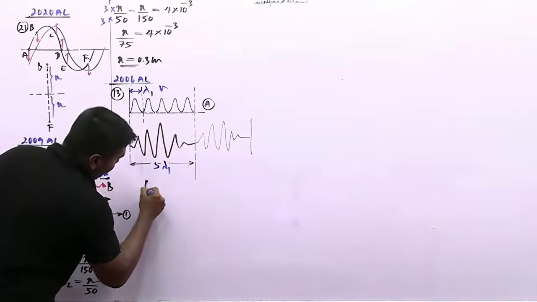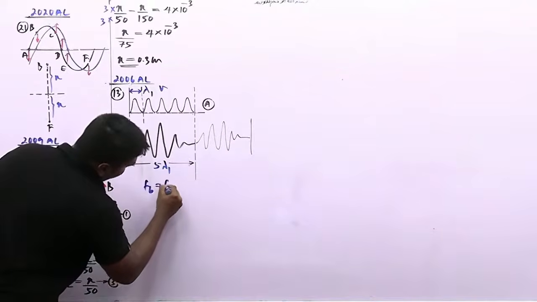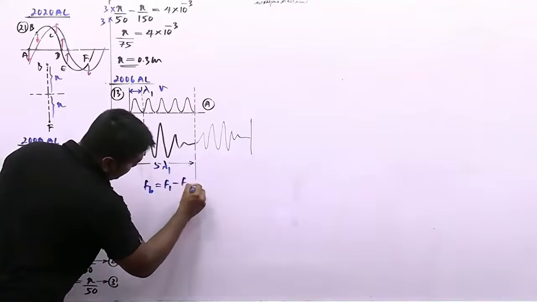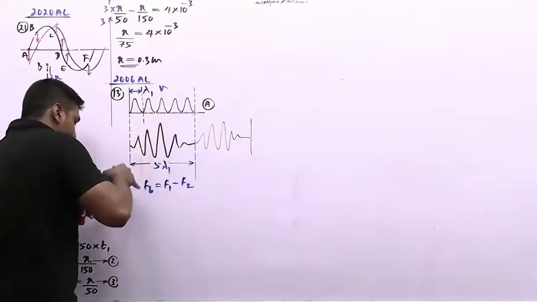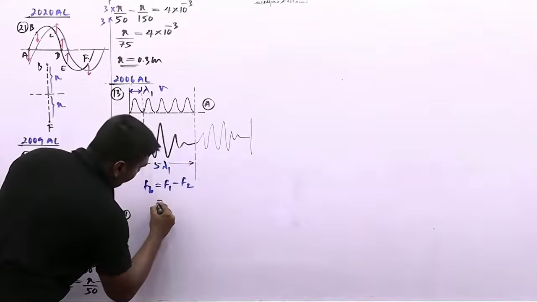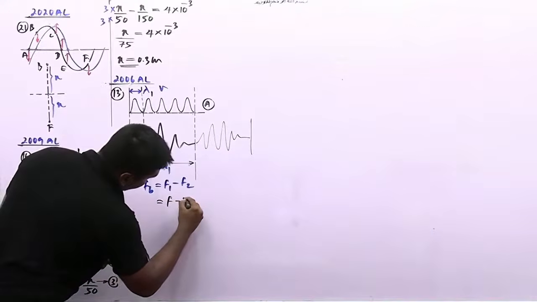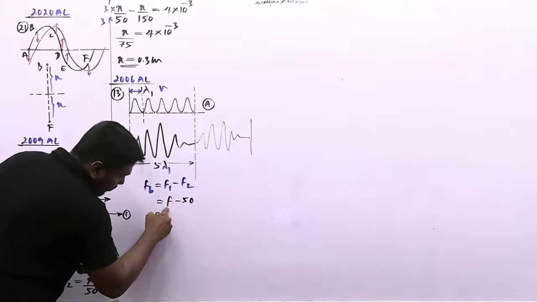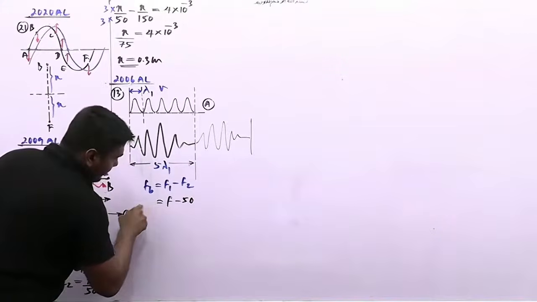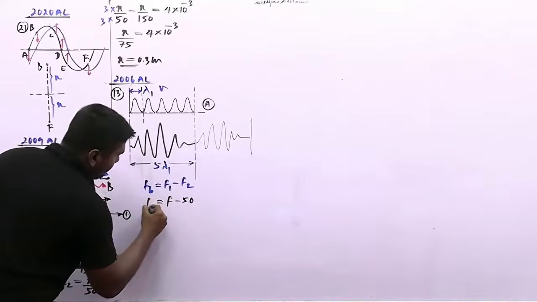Then beat frequency means F1 minus F2. Sound 2 has the larger frequency F, so I want to find F: F minus 50. 50 Hz belongs to sound 1, F belongs to sound 2, and let's take the beat frequency as FB.